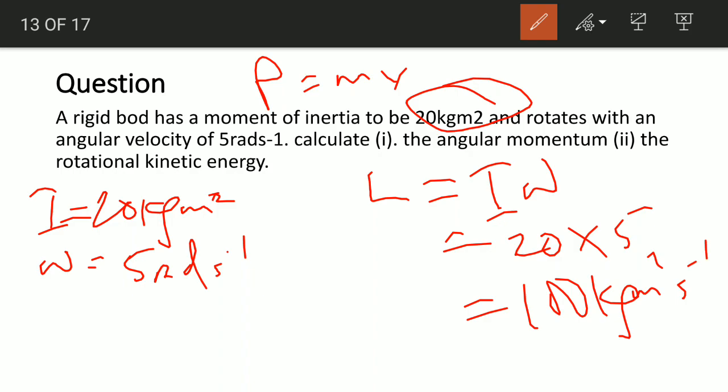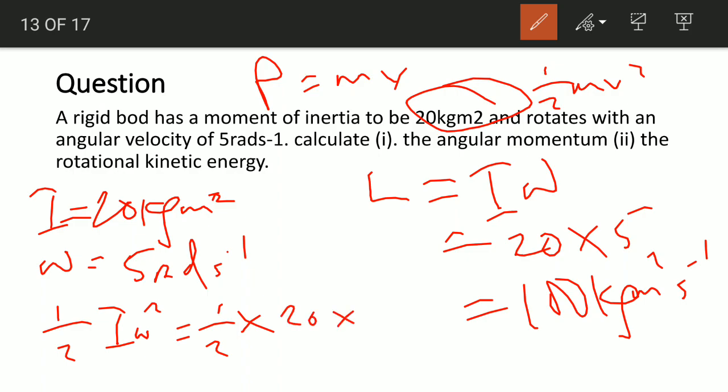Okay, that leads us to the next one, which is the rotational kinetic energy. Now the analog, the linear kinetic energy, is half mv squared. So the rotational kinetic energy is going to be half I omega squared. If we substitute values, we have half times I, which is your moment of inertia, 20. Then omega, which is angular velocity, is 5, so we have 5 squared. At the end of the day, we get 10 times 25, which is 250. So the answer is 250 joules. The unit is also joules.